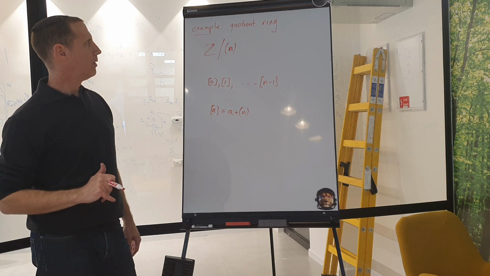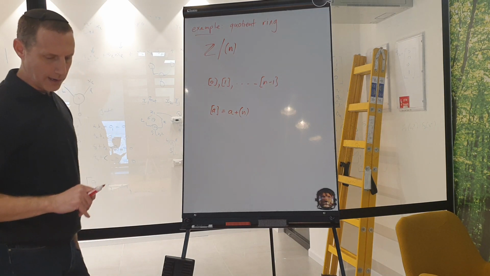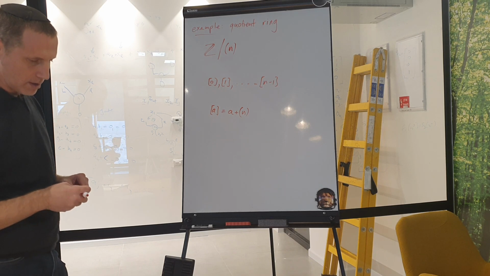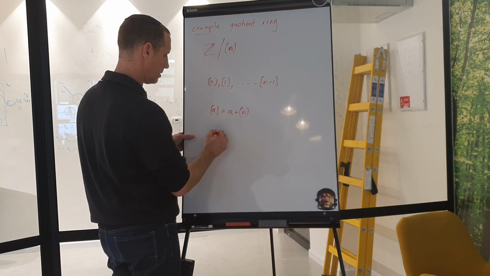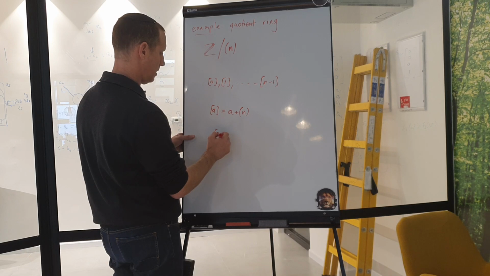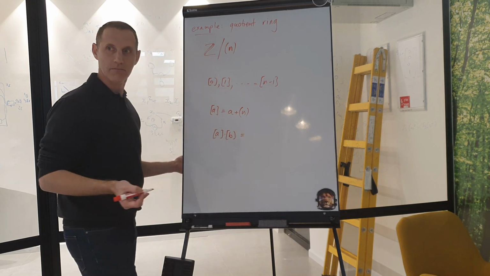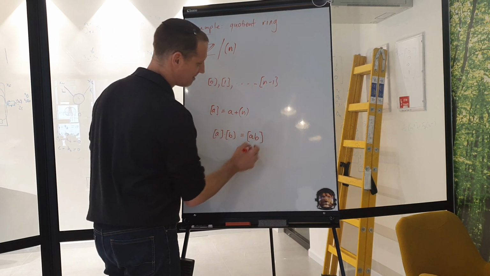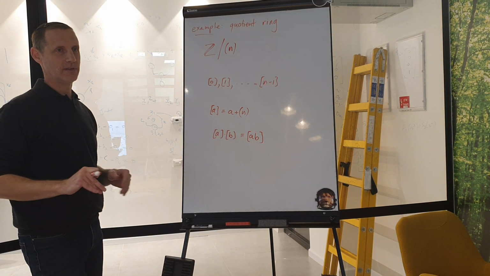Now, we can check. Addition is, I guess, easy. We can just ask, for example, what's the multiplication of, say, A times B? What would this be? It would be AB plus the ideal. Yeah, it's just the definition.